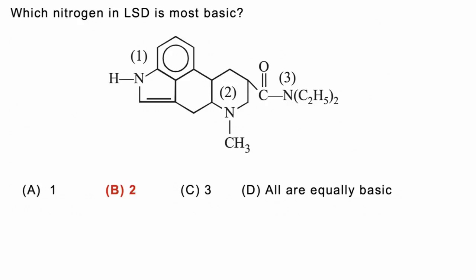In this question we have to find which of the following nitrogens is most basic. Now if we take the first nitrogen, this nitrogen is part of an aromatic ring, and if this lone pair is donated then there is loss of aromaticity, hence one will be least basic, it will not be donated.